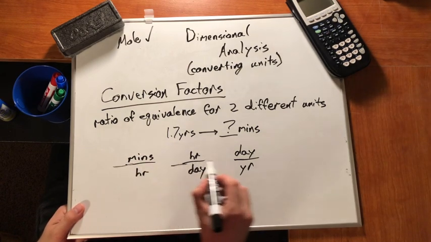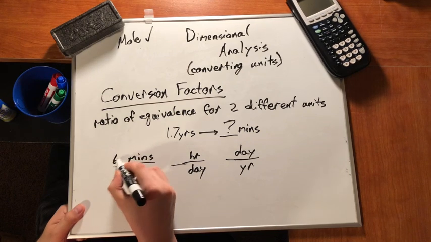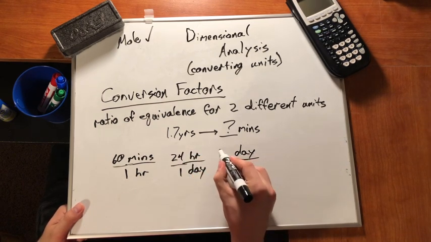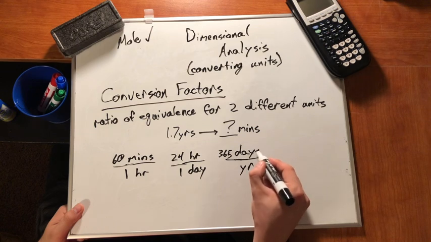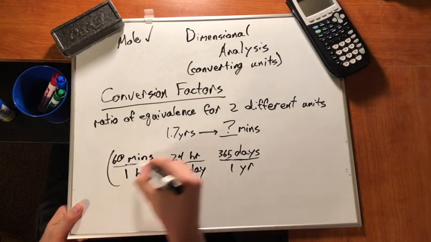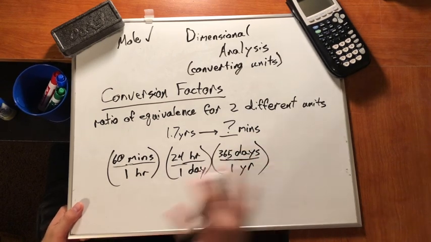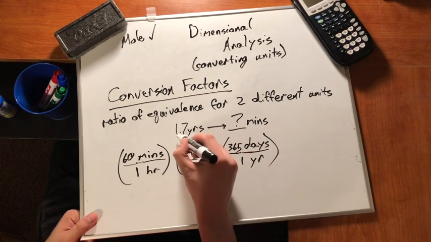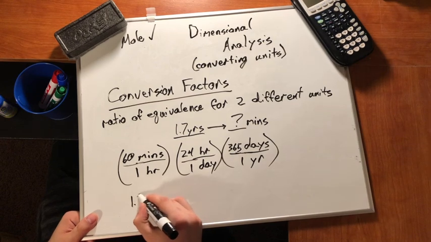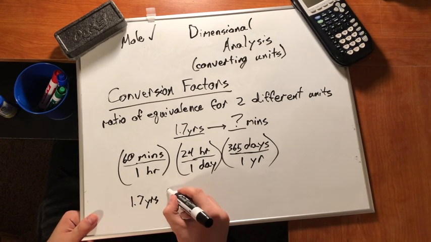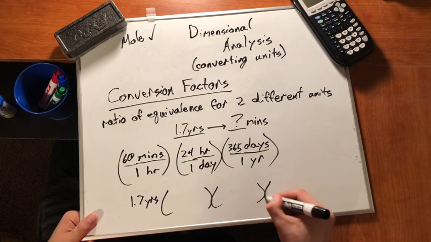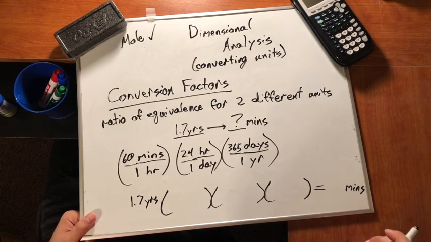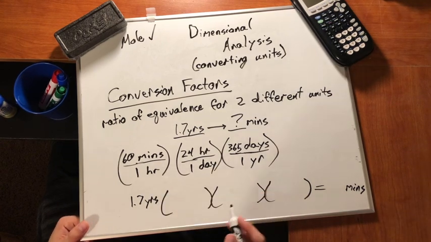Okay, so let me fill in these numbers. There are 60 minutes in 1 hour. There are 24 hours in 1 day. And there are 365 days in 1 year. I'm not multiplying this right now, I'm just writing them all out next to each other. So in my conversion, what we always do is start with our first number, and then set up my conversion factors so that I end up with the unit that I want. I have 3 conversion factors, and I know I'm going to use all 3 of them.